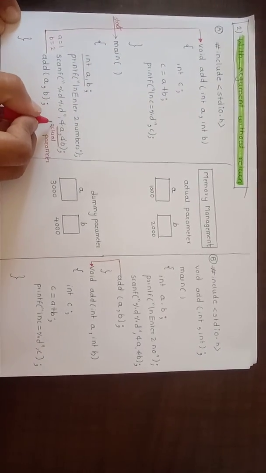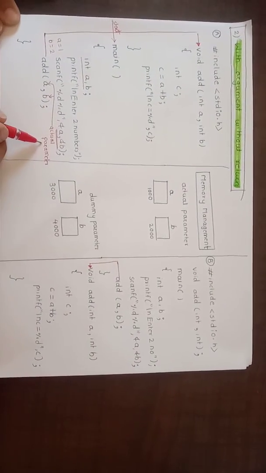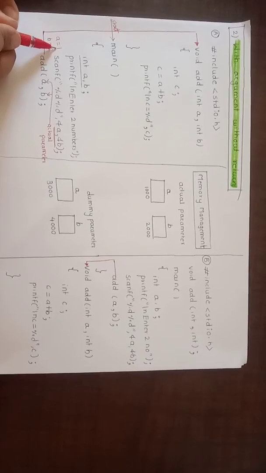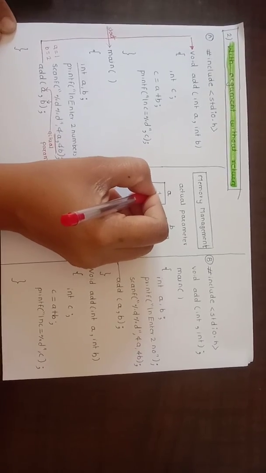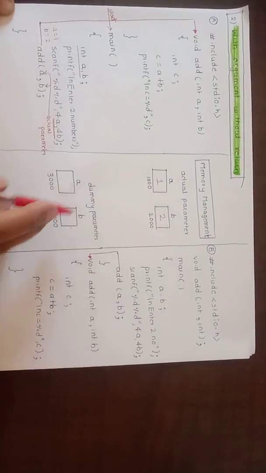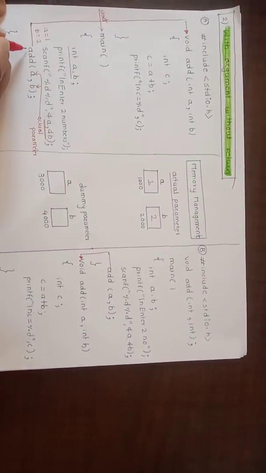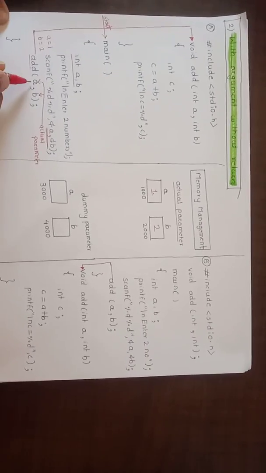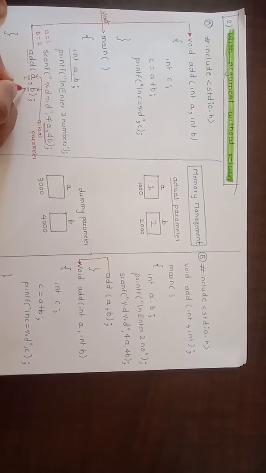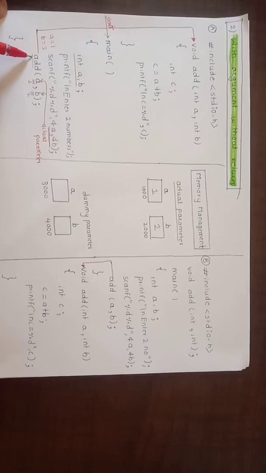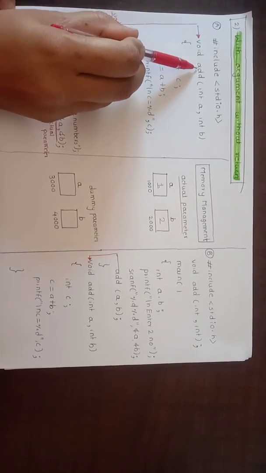So which are the actual parameters? This a and b are the actual parameters, and we'll initialize a with 1, b with 2. So in a memory cell, I initialize the actual parameters with 1 and 2. Now with this function call, I'll send the values of a and b, that is 1 and 2. So whenever we detect the function call, control is handed over to your called function add.